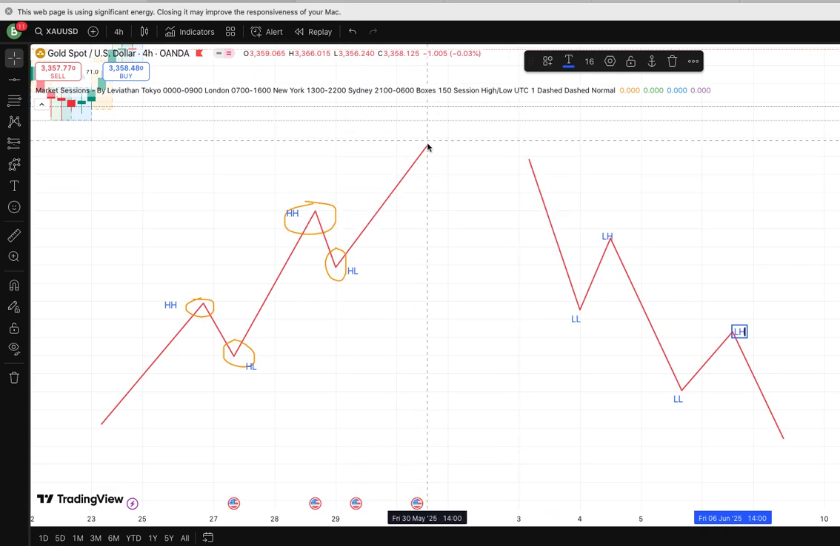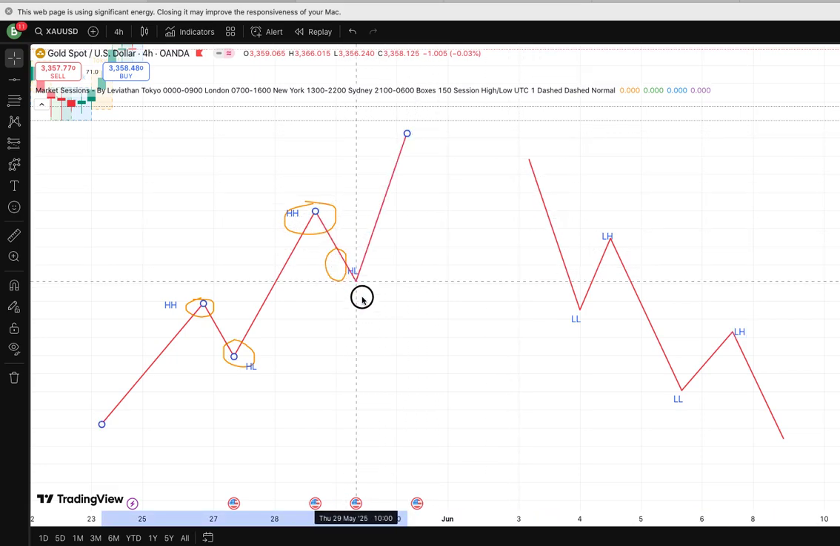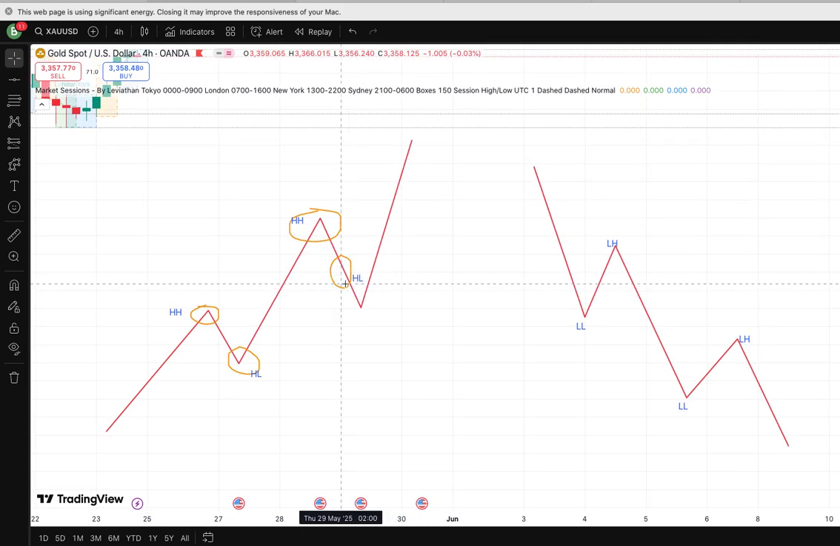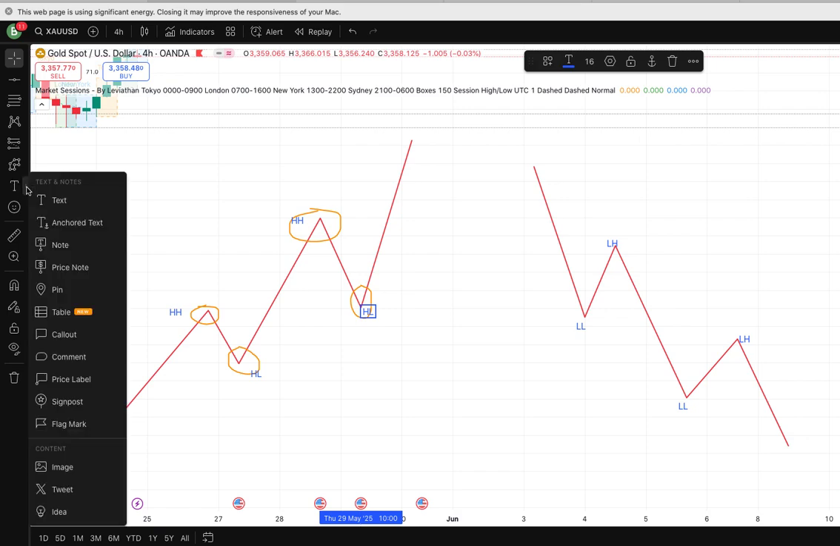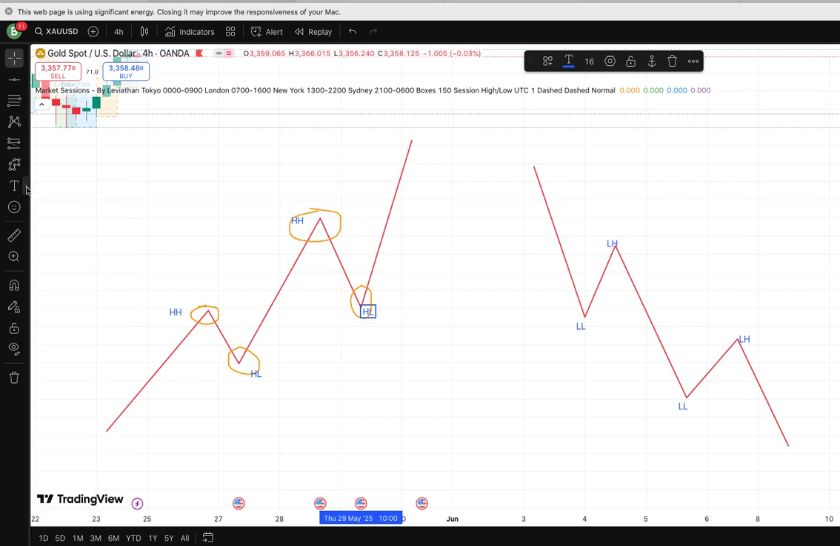If I want to buy from the uptrend currently, this is an uptrend. Sorry, I'm adjusting this a bit. So this is an uptrend. If I want to buy from the uptrend, I want to make sure that the lower time frame does what? Breaks the most recent lower high. It must break the most recent lower high.